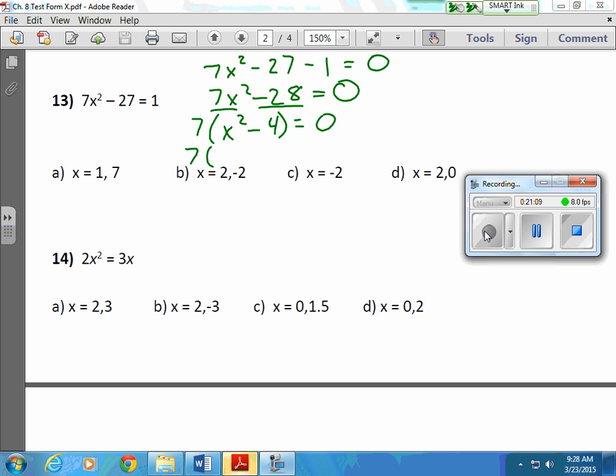So 7, and then x squared minus 4 factors into x plus 4, x minus 4, and it's still equal to 0. So what values of x would cause me to get 0? If you can't quite get through that process in your head yet, okay, x plus 4 is equal to 0, or x minus 4 is equal to 0. One of those are the only two possible ways to get 0. 7 can't be 0.